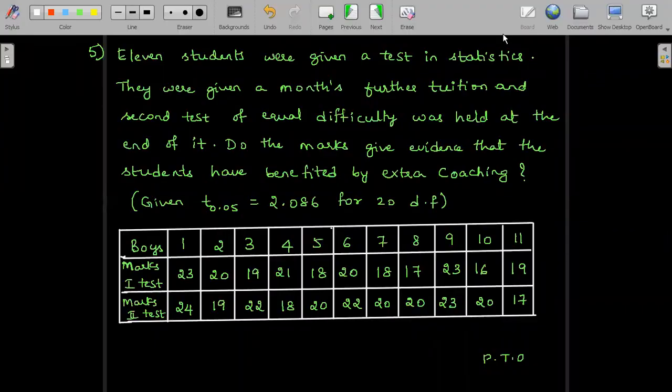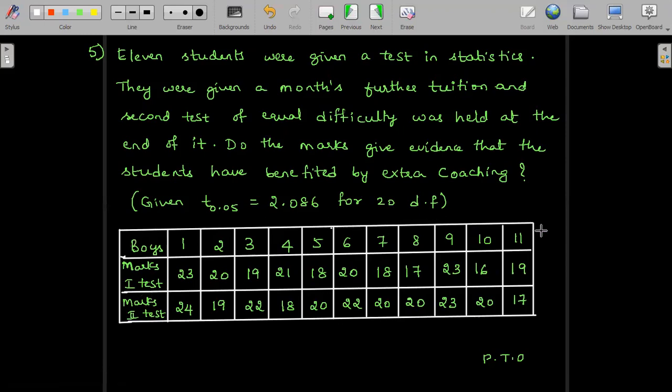Let us see one last problem on students T for two samples. 11 students were given a test in statistics. They were given a month's further tuition and a second test of equal difficulty was held at the end of it. Do the marks give evidence that the students have benefited by extra coaching? Means, is there a significant difference between the means of the two test marks we have to obtain? So given t-value at 5% level of significance is 2.086 for 20 degrees of freedom.